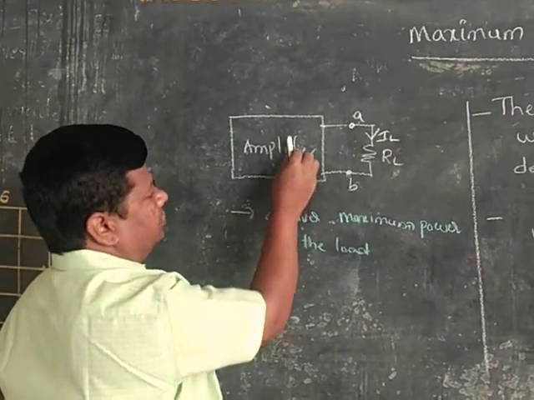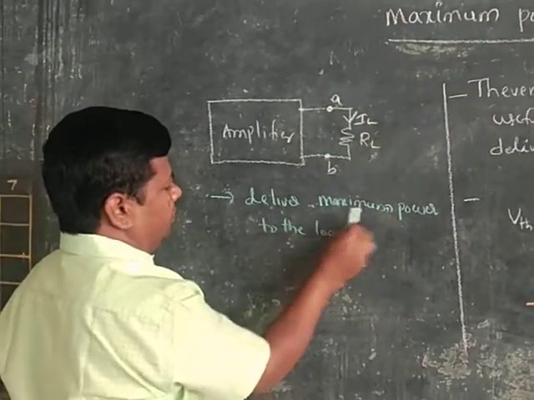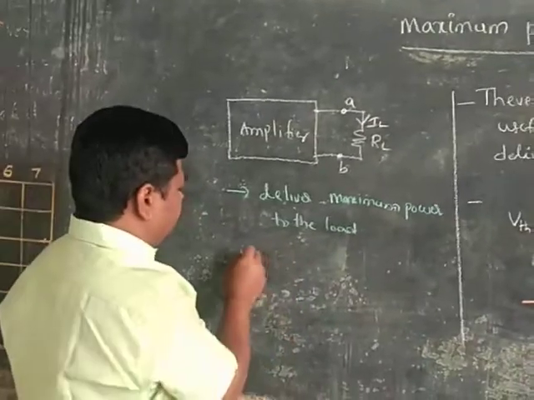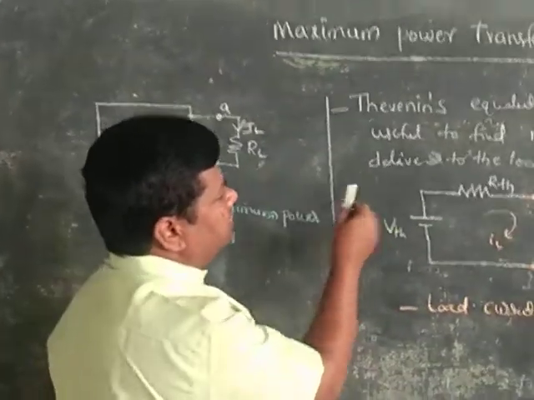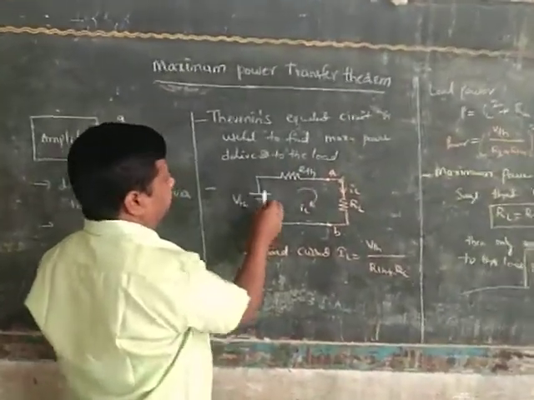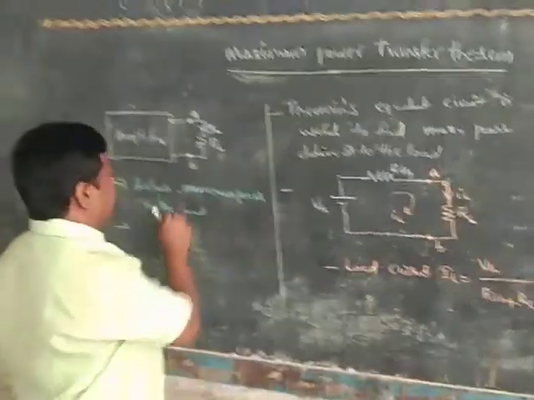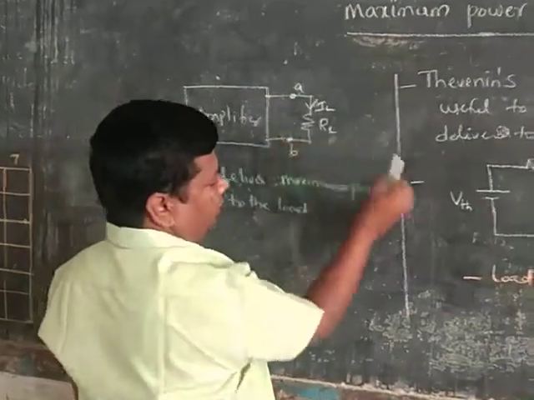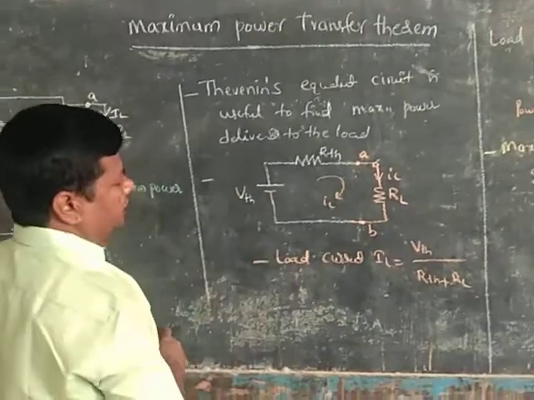From this circuit, we have to transfer the maximum amount of power to the load. To find out the maximum power delivered to the load, Thevenin's theorem is very useful, the Thevenin equivalent circuit. Already you know that any amplifier circuit or any other linear circuit can be equivalently replaced with V Thevenin in series with R Thevenin.